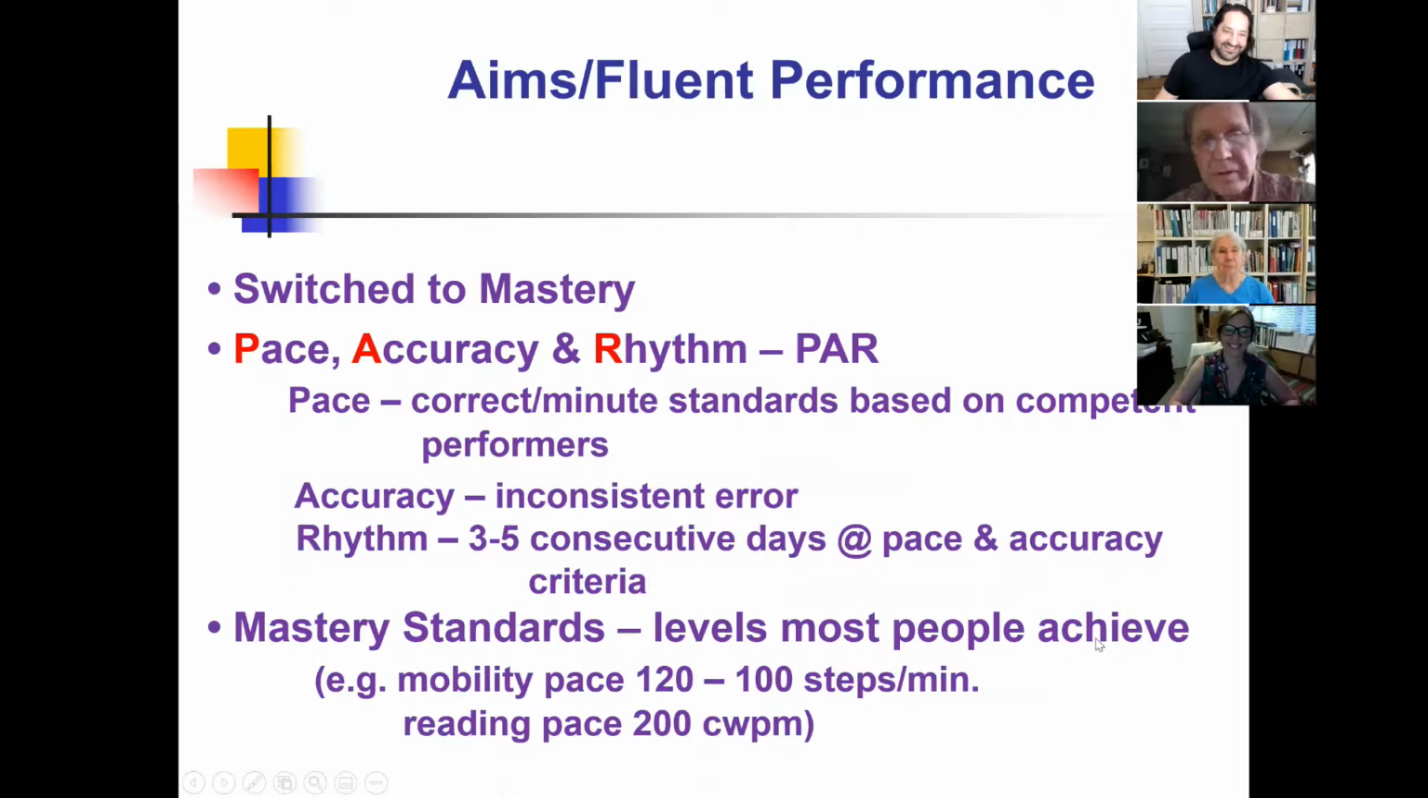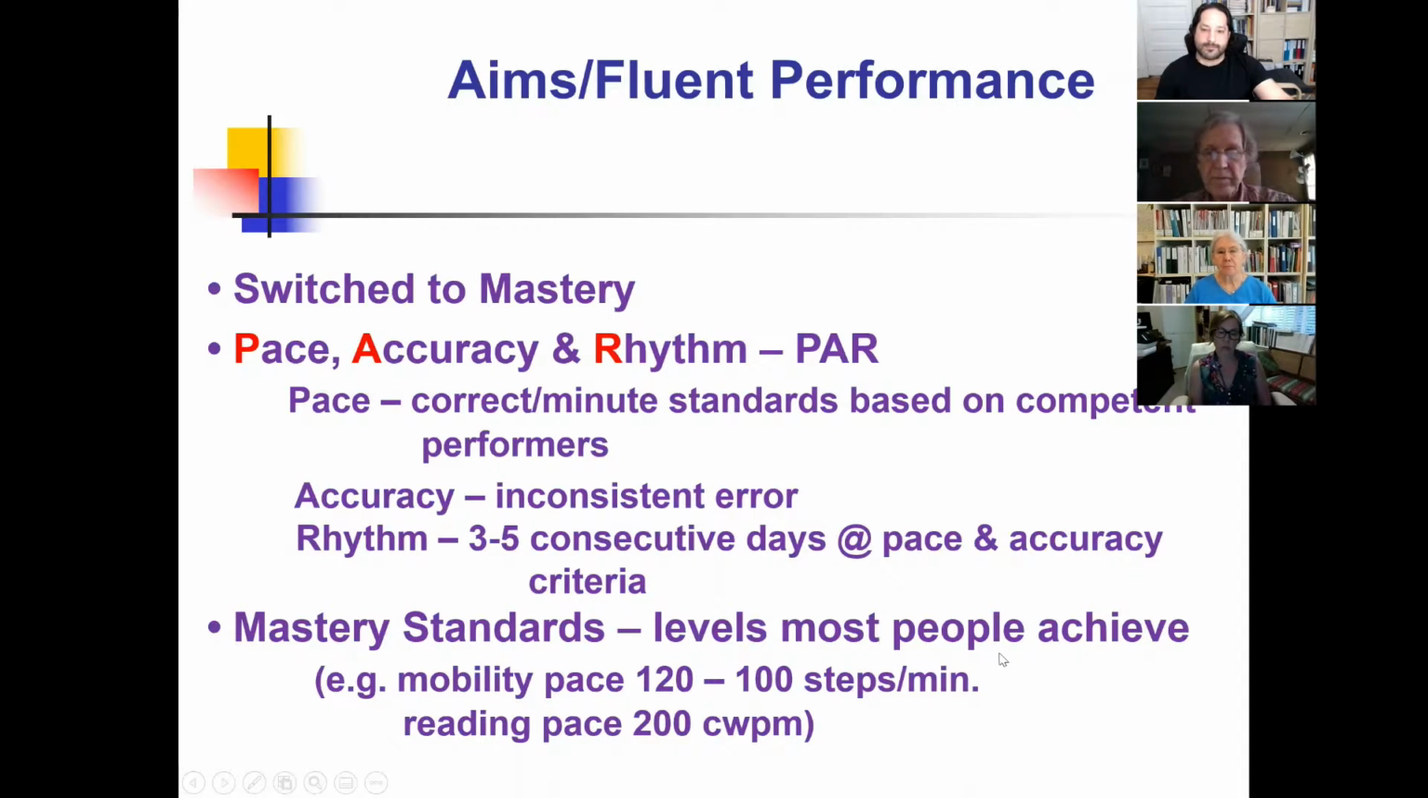The other area I wanted to address is the questions relating to aims and fluency performance. I've switched to using the term mastery and identifying the three components or elements of mastery: pace, accuracy, and rhythm. Pace being the correct per minute standards based on competent performers, accuracy, only inconsistent error, and rhythm being 3 to 5 consecutive days at the pace and mastery criteria. So I've been using recently the term mastery standards to relate to these terms.